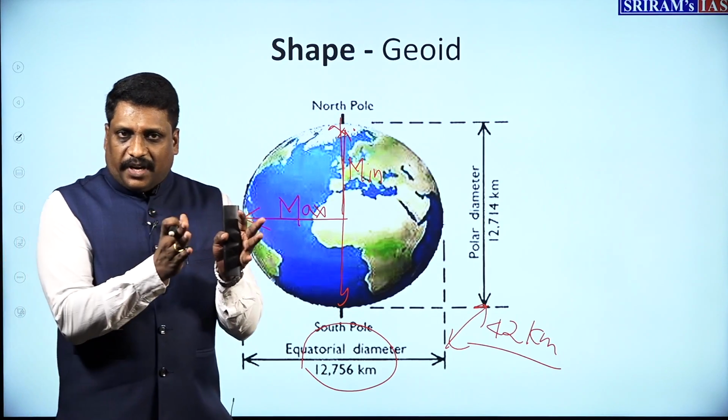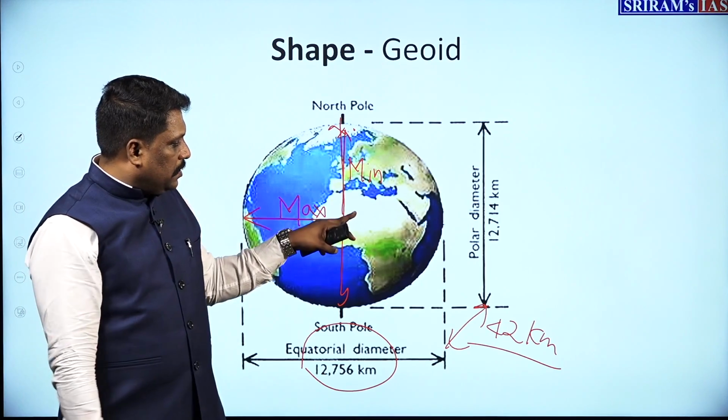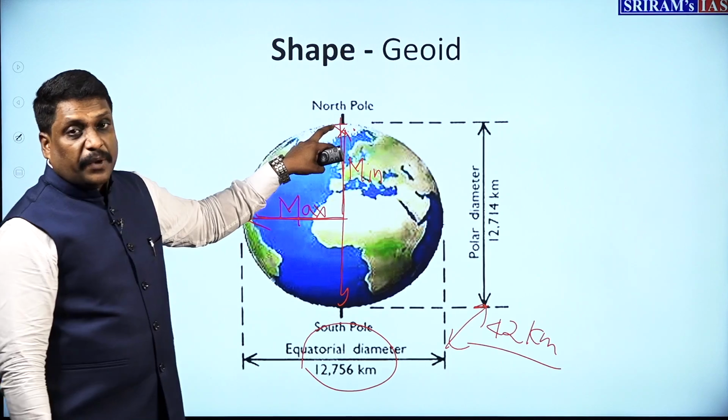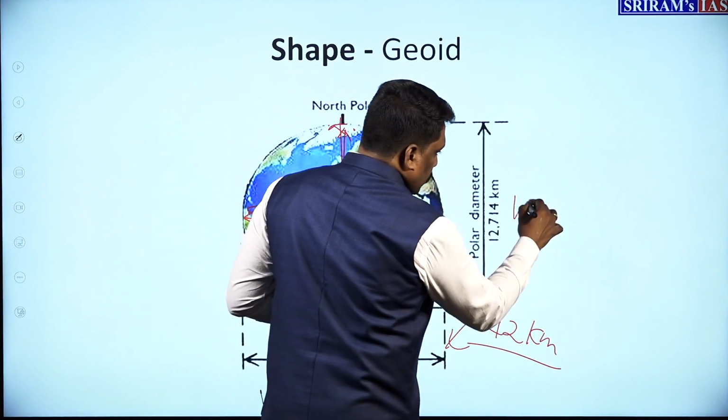Now comes the question, right? I told you a fact. Where exactly do I have the maximum radius of this Earth? At the equator I have the maximum radius. Towards the poles I have the minimum radius. Now comes the very important question. Why? Why is there a difference? My dear friends, see here.